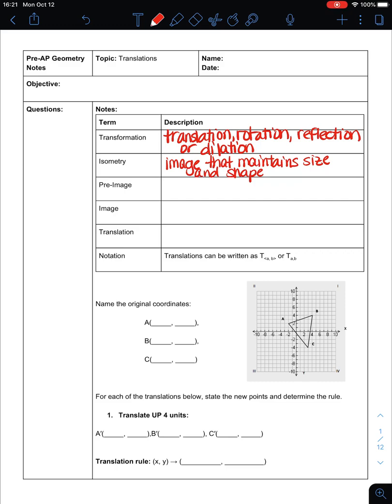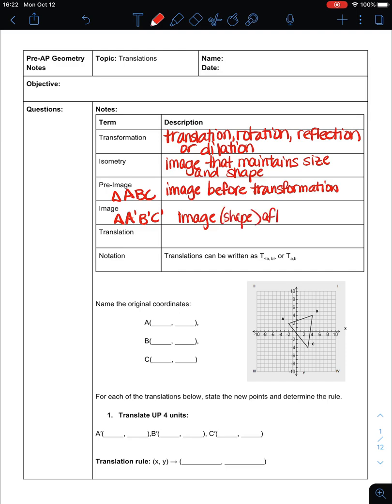So a pre-image is the image before it moves. It's an image before the transformation. It is typically noted, say for instance, triangle A, B, C would be the pre-image, where triangle A prime, B prime, C prime would be the image. And it is the image or the shape after the transformation.